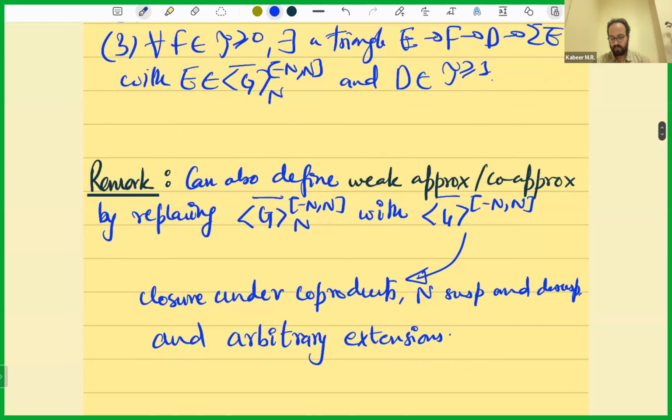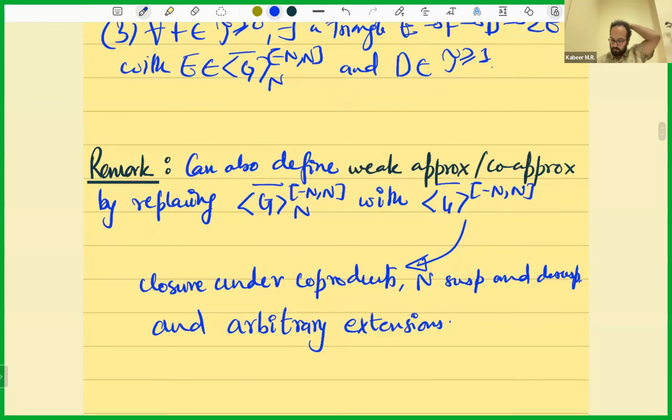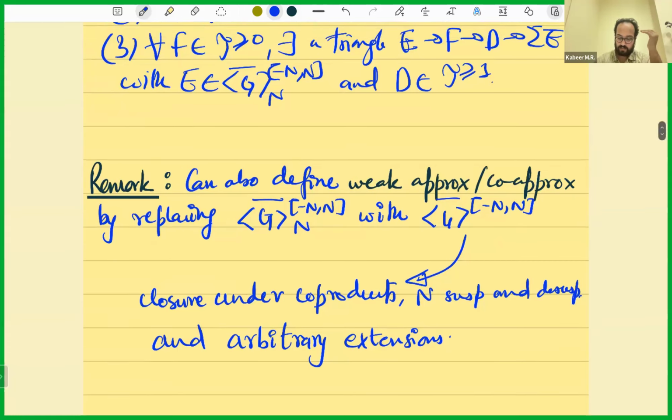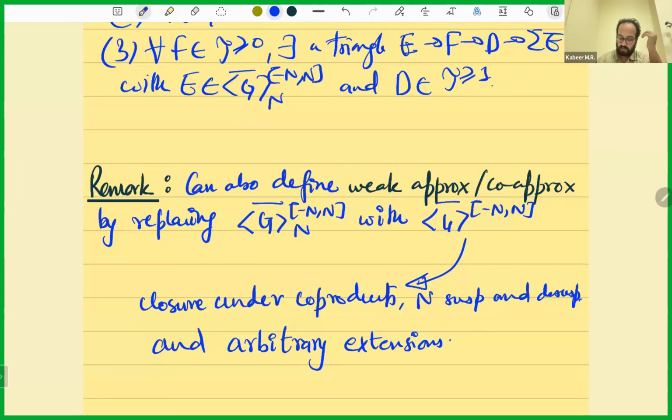For those who have seen Neeman's other work, you might be familiar with this notion of a weakly approximable triangulated category. There is also a notion of a weakly co-approximable triangulated category. Again, everything else is the same. We just replace this category by this one, where we lose the bound on the number of extensions allowed. So arbitrary extensions are allowed, closed under coproducts, suspensions, desuspensions, and summands. I forgot to write that. It's closed under summands also.